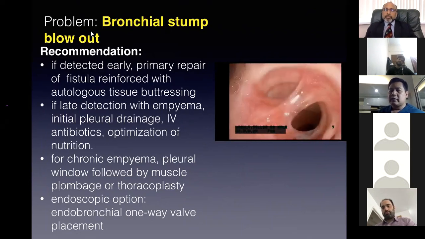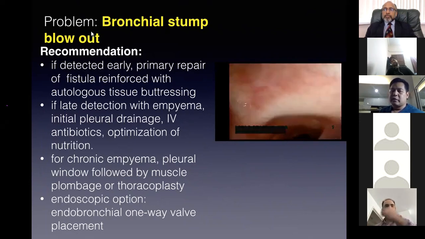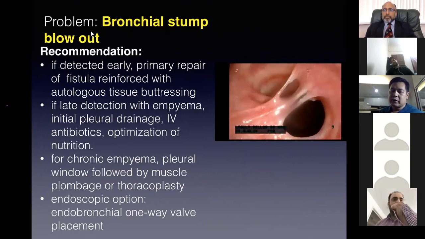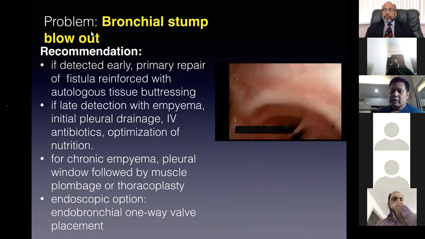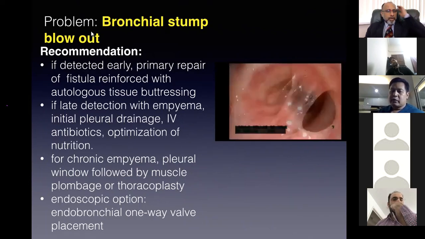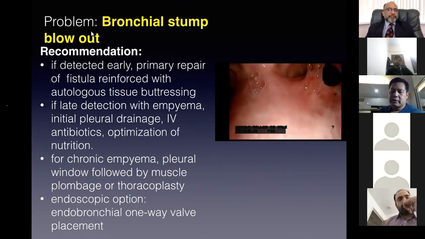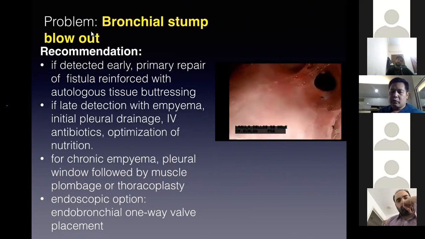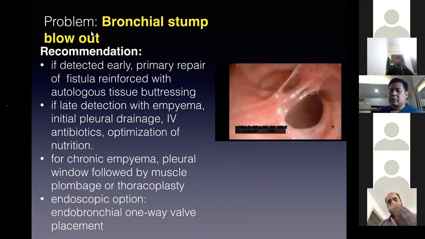But if you detect it late and the patient develops empyema, then you do pleural drainage, IV antibiotics, and optimization of the nutrition. For chronic empyema, you should make a pleural window for adequate drainage, followed by either muscle flap transposition or thoracoplasty. Others are recommending an endoscopic option of putting in endobronchial one-way valves to close it, but there's minimal experience using this specifically for stump blowouts.